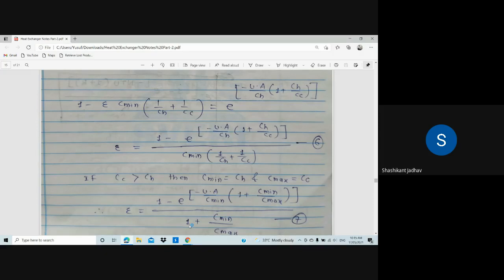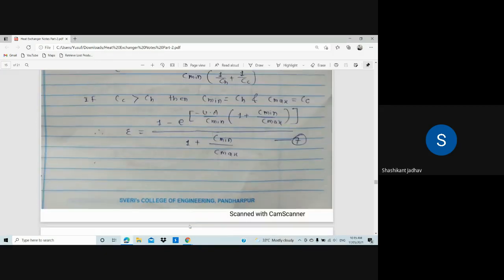And if Cc is greater than Ch, then C minimum is nothing but Ch and C max is nothing but Cc. So by replacing the Ch and Cc values with C minimum and C max, we get equation number 7, that is epsilon is equal to 1 minus e raised to minus U into A divided by C minimum into bracket 1 plus C minimum upon C max, divided by 1 plus C minimum upon C max. So this is equation number 7.